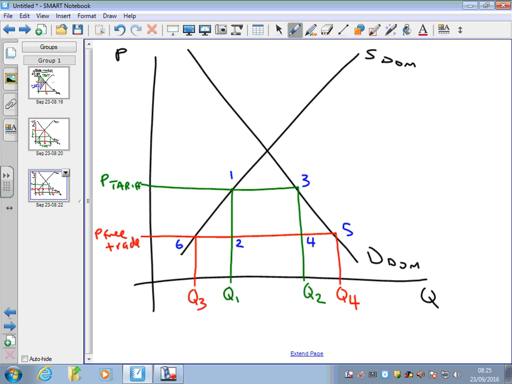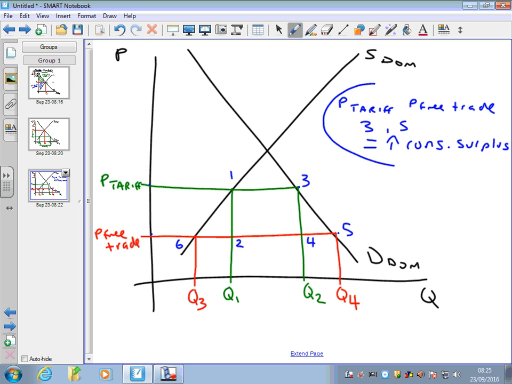Okay, now what I would say is first of all that the big benefit to the consumer by taking away that tariff is the area, price tariff, price free trade, all the way out to 3 and 5. So when you think about it, it would be 1, 2, 3, 4. That is the expansion in consumer surplus. So that is what consumers gain from free trade. So a big increase in consumer surplus because of the lower price levels in the economy.